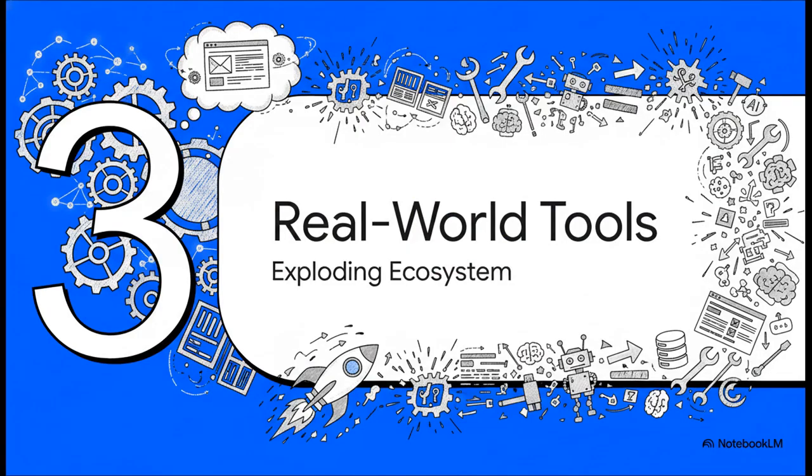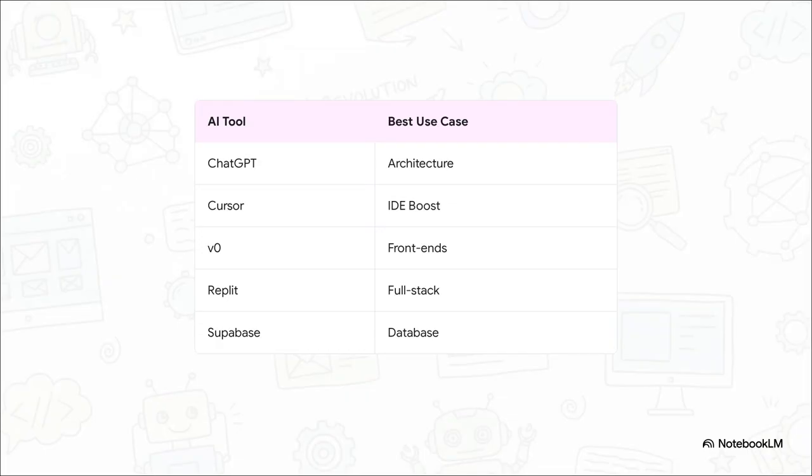Section 3, real-world tools. Let's look at the exploding ecosystem. And this brilliantly illustrates the actual arsenal available to us right now. You don't just use one AI, you pick the right tool for the job. Architecture planning? Talk to ChatGPT or Claude. Supercharging your IDE? GitHub Copilot or Cursor. Generating front ends from text?